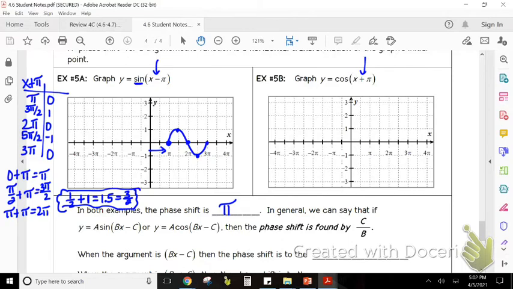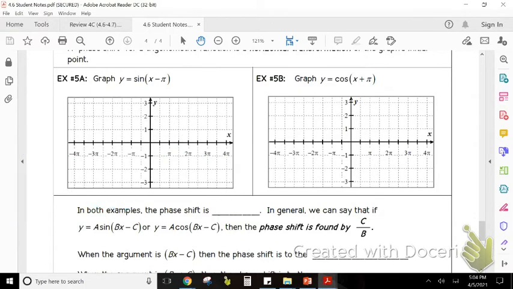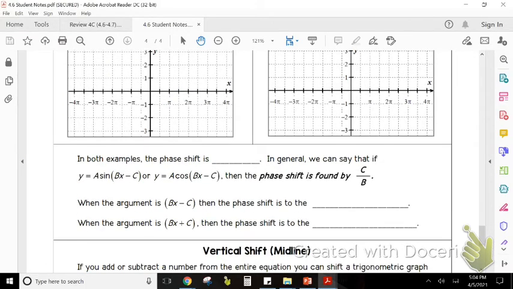And they get that because in general, we can say that if y is equal to a times sine of bx minus c, or y is equal to a times cosine of bx minus c, then the phase shift is found by taking c divided by b. So when the argument is bx minus c, then remember, because the minus tells us we're going to go to the right, it's going to shift our graph to the right. And if it's bx plus c, the plus in front of the c tells us we're going to go to the left.